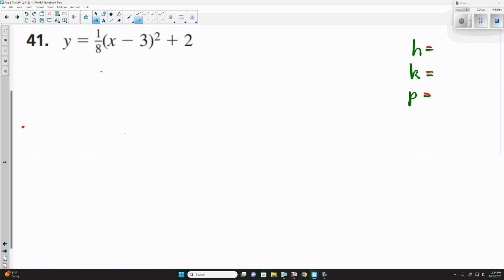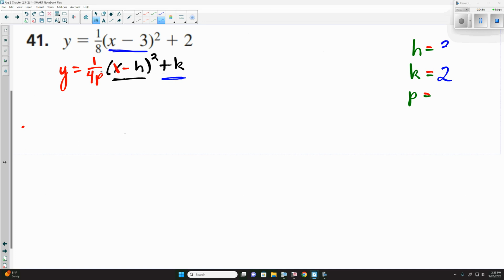So let's line them up. So it would be y equals 1 over 4p times x minus h squared plus k. Now looking at this here, our k value is 2, because we have plus 2. So our k value is positive 2. What would the value of h be? It would just be 3, because it's inside. We have x minus 3, x minus h. Everything's the same. X is the same minus the same, so the value of h is just 3.